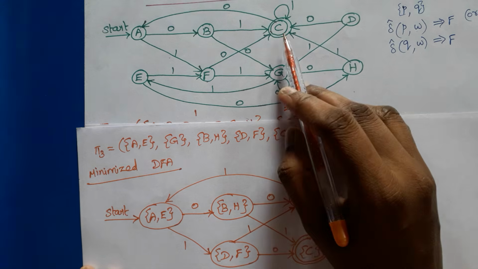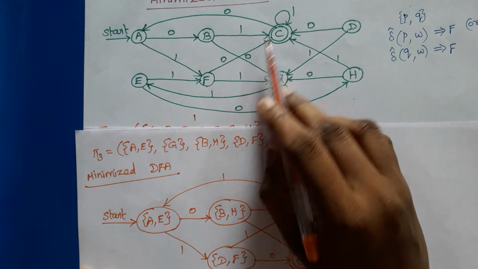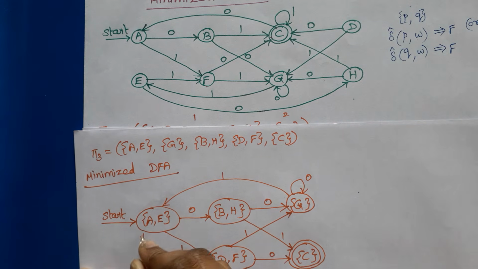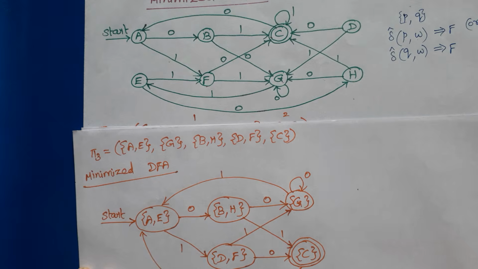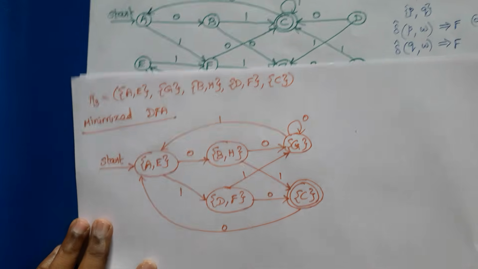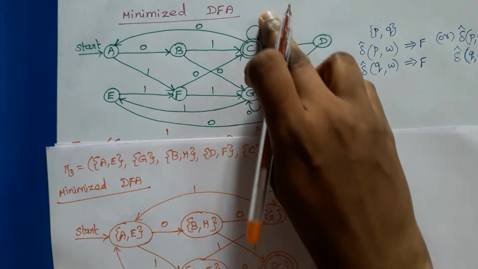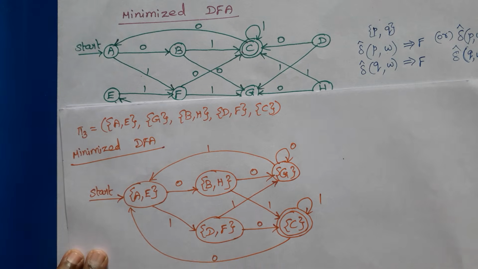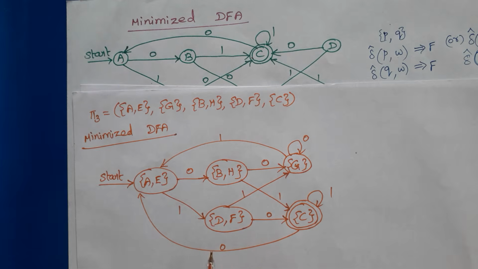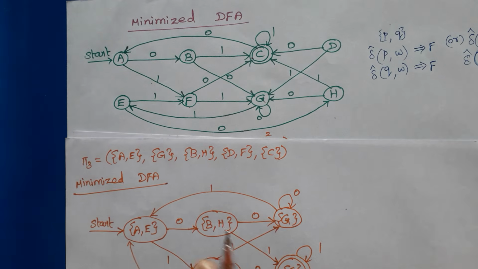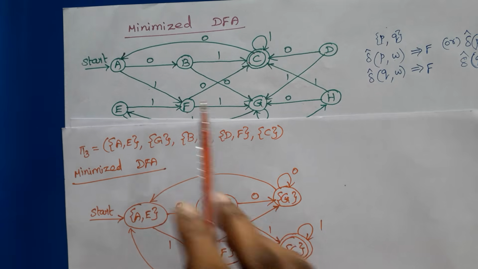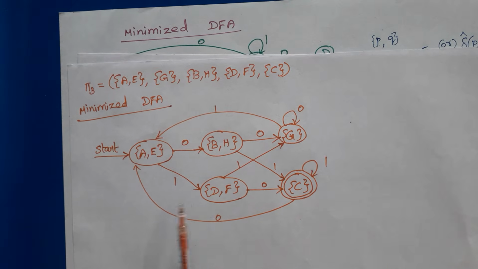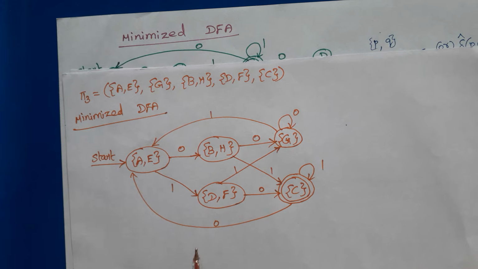Now consider C. From C, 0 goes to A. A means it's the AE group, the start state. From C, 0 goes to AE, and from C, 1 goes to C itself, a self transition. So this is the minimized DFA for the given DFA. Finally, initially the DFA has 8 states, and after reducing the number of states, the minimized DFA has only 5 states. Thank you.